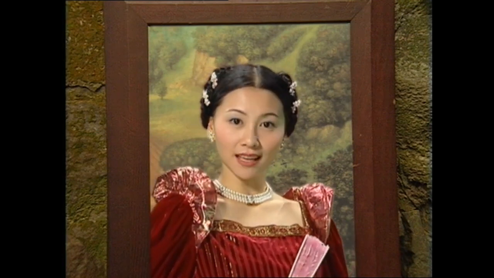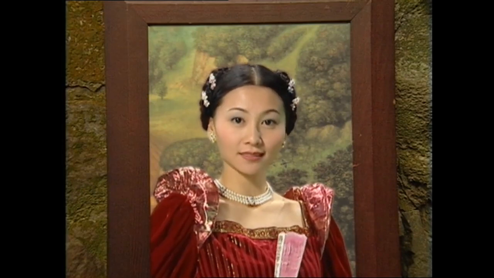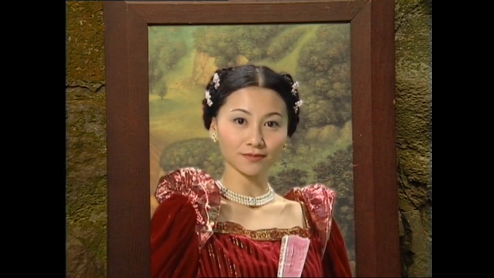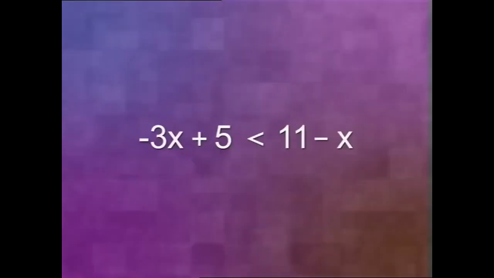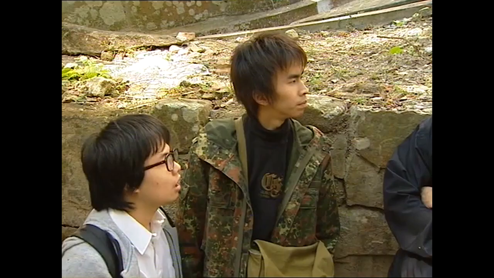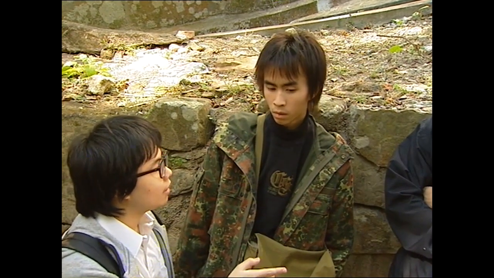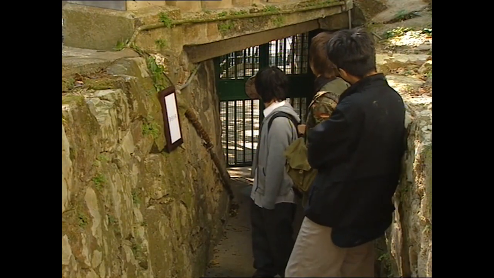Now then, if you can solve the following linear inequality in one unknown, and act on its results, you can get out of here safely. Let's see, minus 3x plus 5 is less than 11 minus x. That's easy. First, we subtract 5 from both sides of the inequality sign and add x to both sides. Then we divide both sides by negative 2. Of course! X is less than negative 3. But what is that supposed to mean? It must be something to do with unlocking the gate.